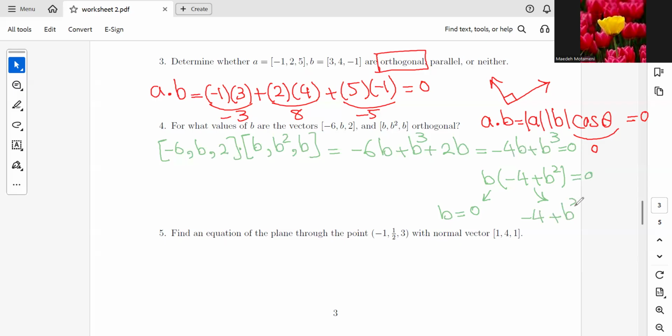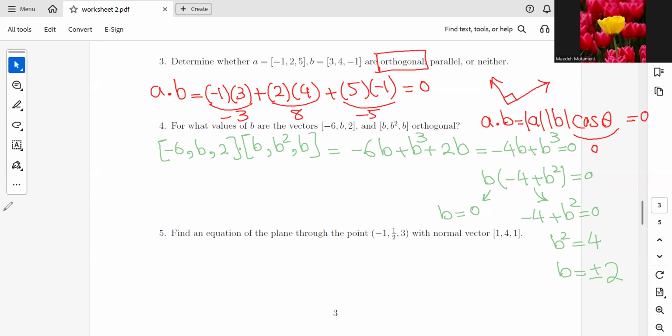-4 plus b squared is going to be 0. Add 4 to both sides, and you would have b squared equals 4. It means b is either positive or negative 2. So for b equals 0 or plus or minus 2, these two vectors are orthogonal.